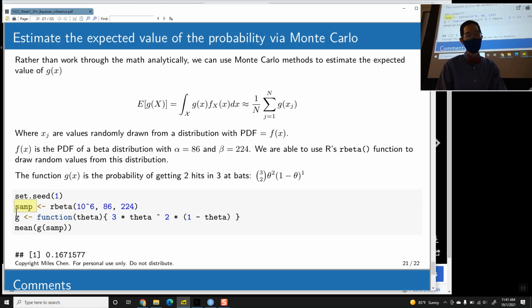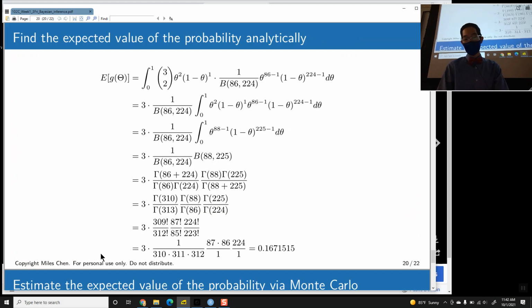Okay, and then what is the function I'm using? g. g is a function of theta, and it's 3 choose 2, or 3 times theta squared times 1 minus theta. That's the function. So then I take my sample, I plug it into g, and then I take the mean. And I get this answer, 0.1671577. How does that compare to the analytic approach?